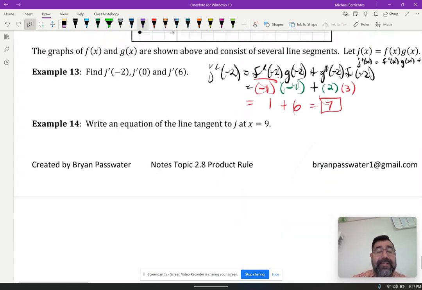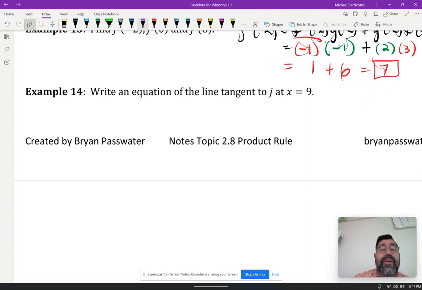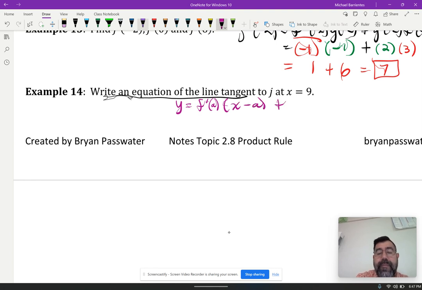And then finally, we have write an equation of the tangent line. Whenever you see that phrase, an equation of the tangent line, the equation of the line tangent, we want you to write your equation like this. If you recall, that's what we're looking for.